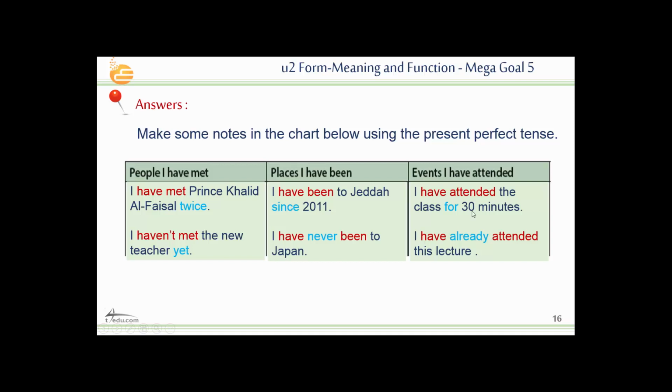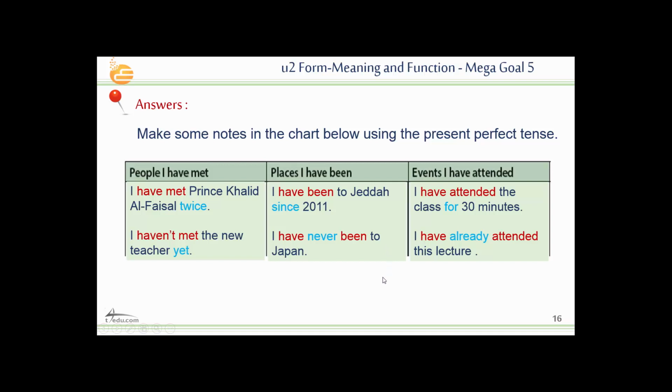I've attended the class for 30 minutes. For 30 minutes, a duration. I've already attended this lecture. So here we use already. So try, please, to make your own sentences using the present perfect tense and the time expressions. Please try to do it by yourself, something which is easy.